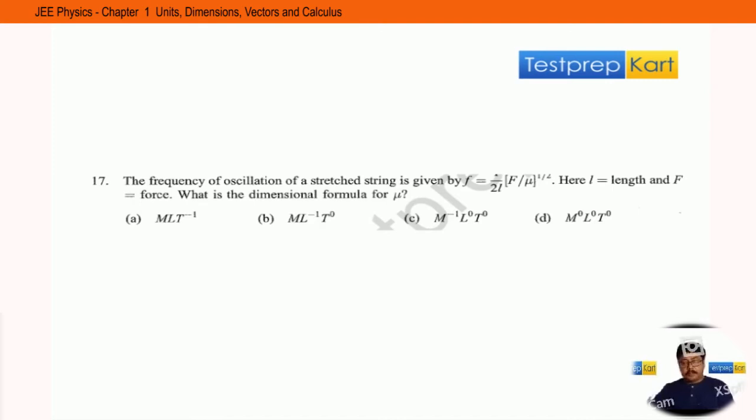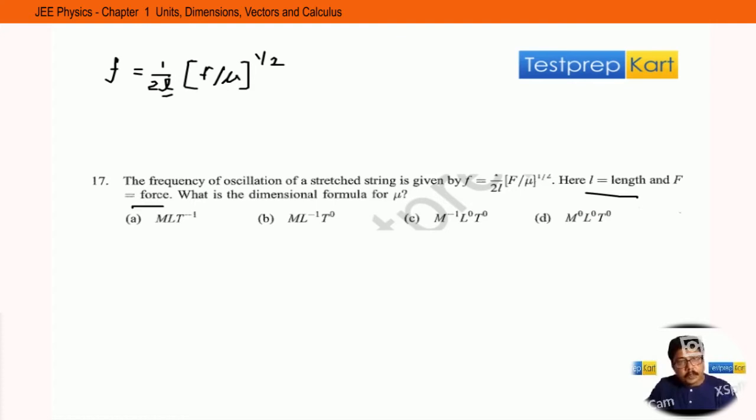So in this particular question, this is a very, very important question. In this question, you need to find out some of the important topics. Here you get that f is equal to 1 by 2L, F by mu to the power half, right? Where L is length, F is force. So what is the dimensional formula of mu? And f is the frequency.